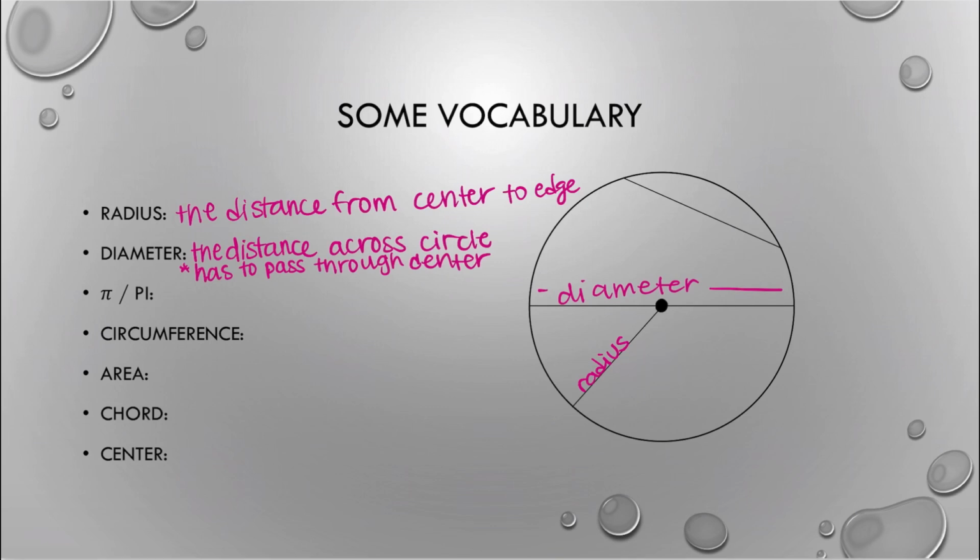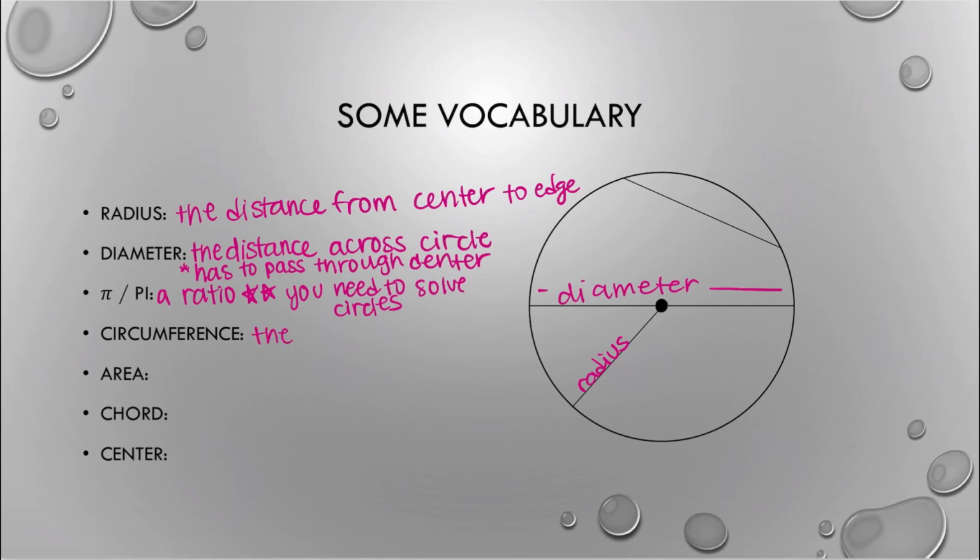Pi is a ratio. I don't know how much I want to go into this because, like I said, I'm going to make a whole video about pi later. So I'm just going to keep it at that for now. It's just a ratio, but it's an important ratio that you need to solve circles. Most of these things you can't find in a circle without using pi.